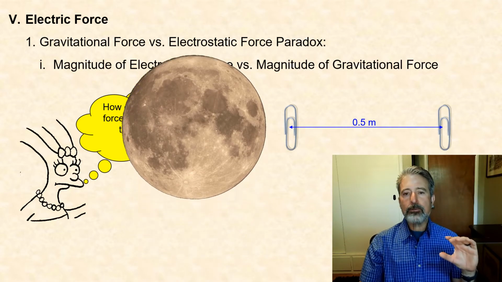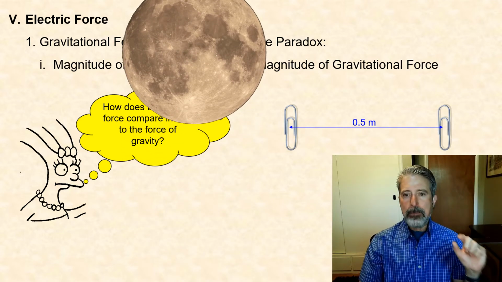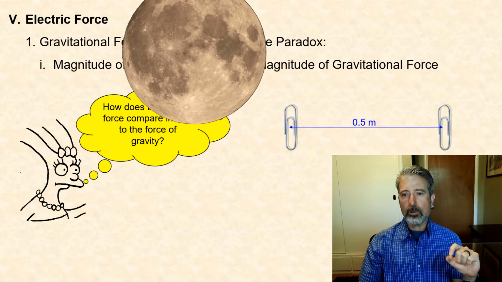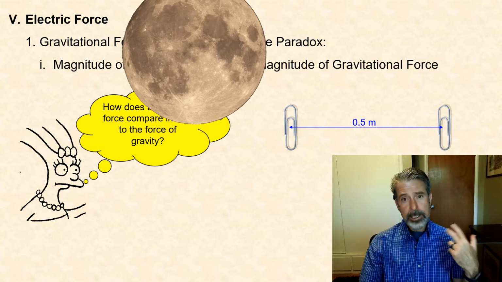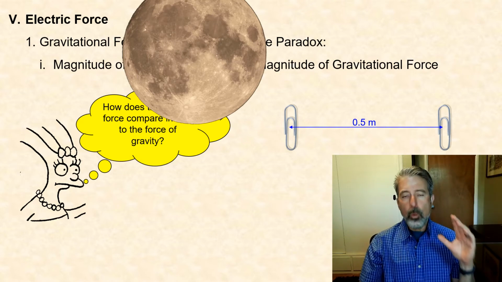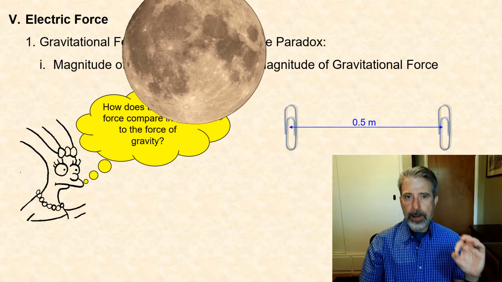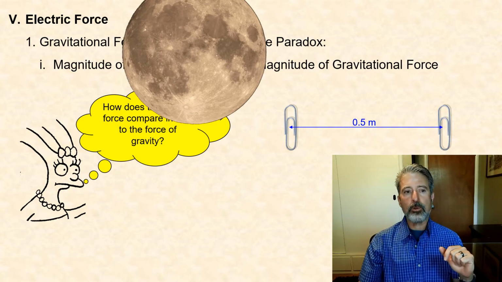This electrostatic force is 10 to the 39 power times stronger than the gravitational force. And that difference is not just huge, it's confounded physicists for generations. Why should there be such a profound difference in the strength of these two fundamental forces?